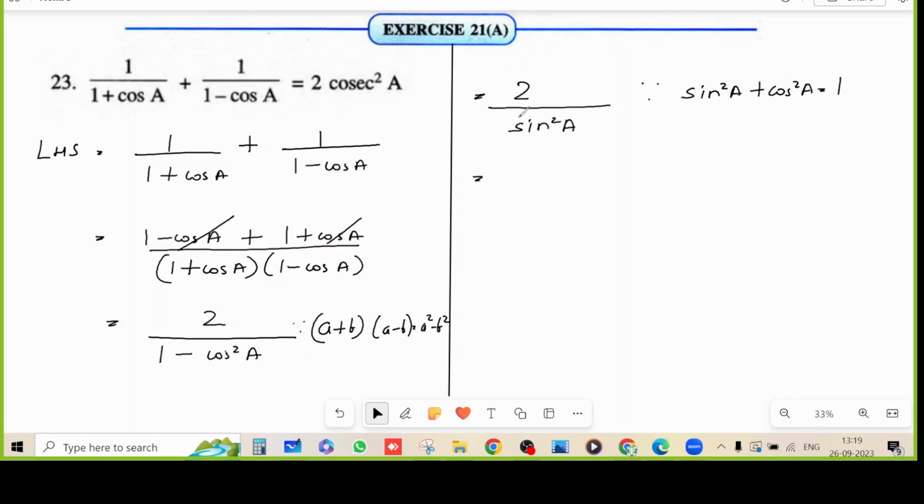Now we know that sin A is the reciprocal of cosec A and cosec A is the reciprocal of sin A. So this can be written as 2 into cosec square A by the relation that 1 upon sin A is equal to cosec A. This is equal to the right hand side and hence we have proved that the left hand side is equal to the right hand side.